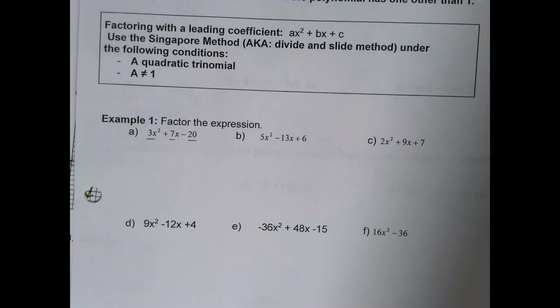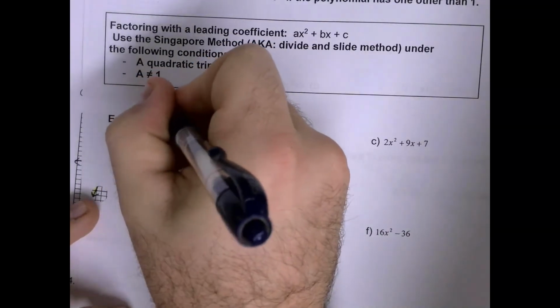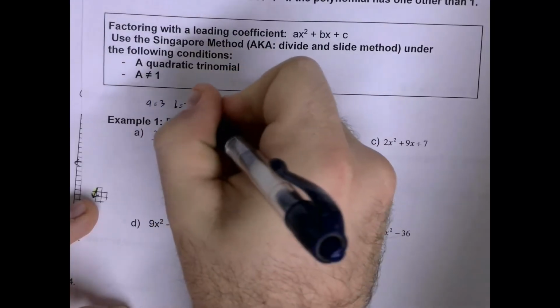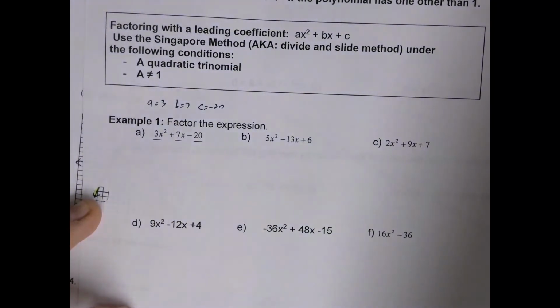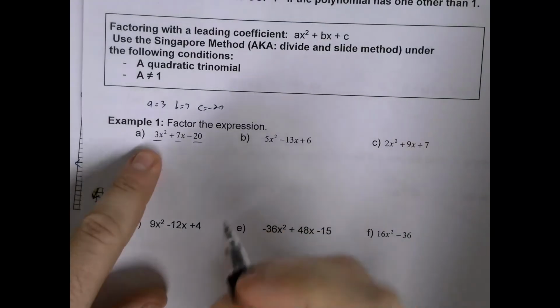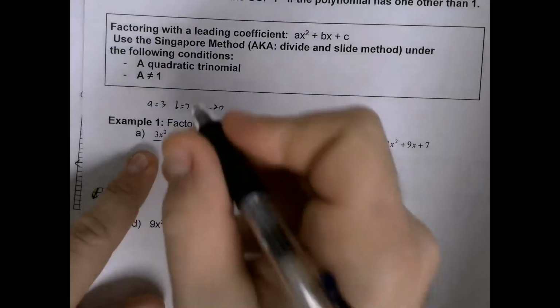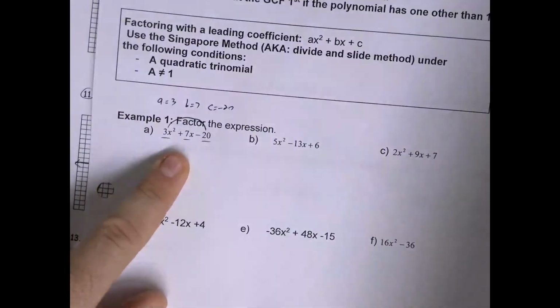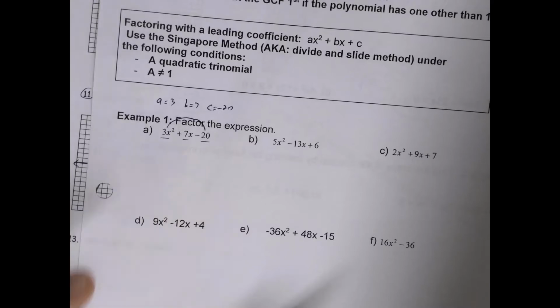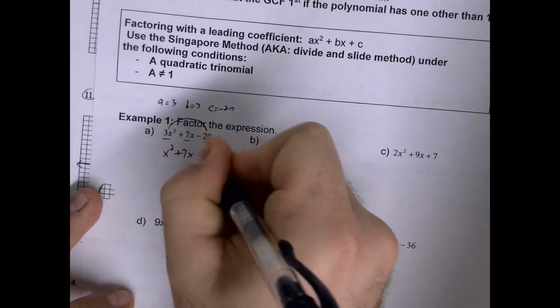Now, if that's the case, let's label the A, B, and C. So A is 3, B is 7, and C is negative 20. The only thing you do differently this time is you want to make the A 1. To do that, you actually multiply the A times the C value and make it a new polynomial. Everybody see what I just said? So I'm going to rewrite this as x squared plus 7x minus 60.